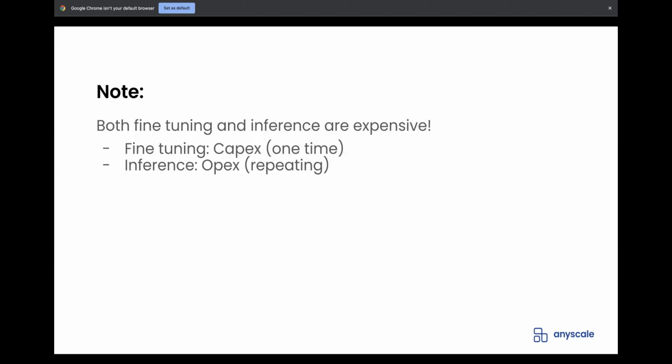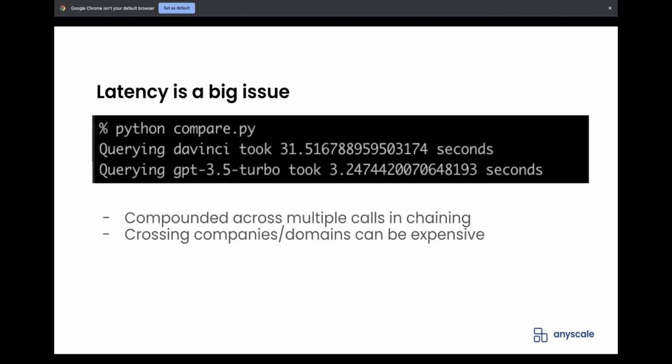Some more details, right? Note that this cost is with both fine-tuning and inference. Fine-tuning is more of a one-time capital expenditure, CapEx. And inference is repeating: every query, you incur the cost of inference. But cost is not the only issue.